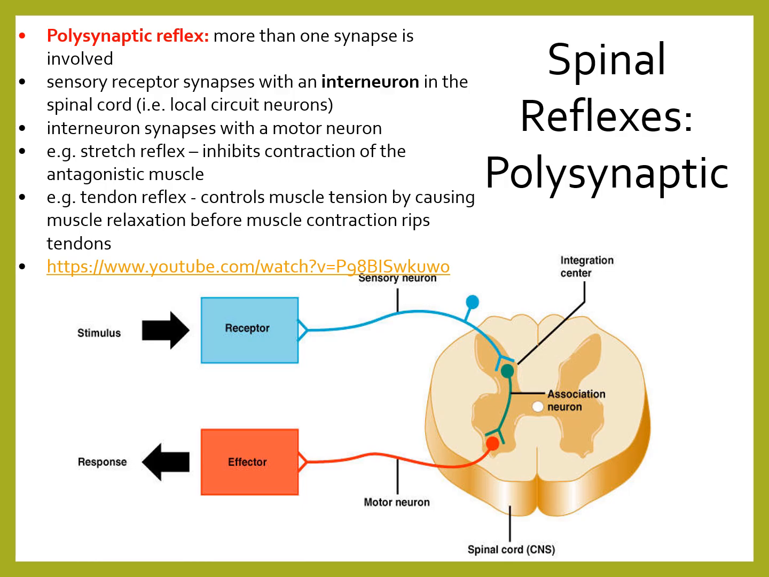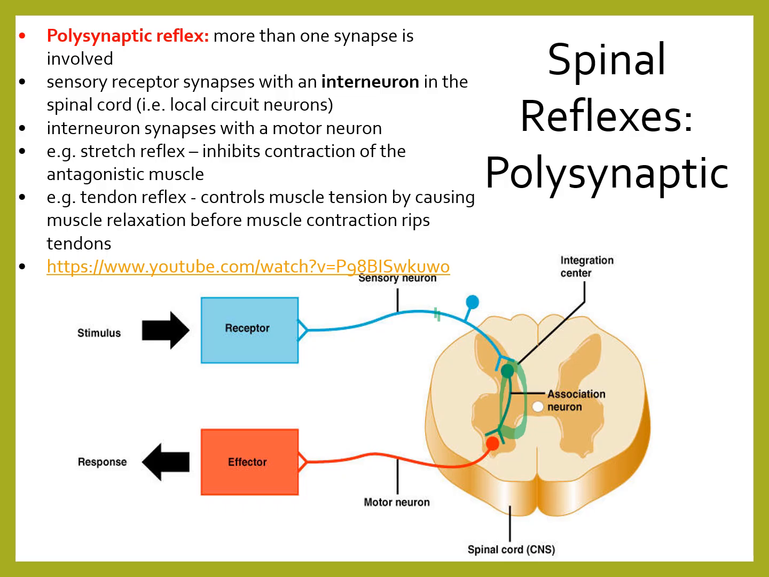Let's take a look at spinal reflexes, which are also polysynaptic. Polysynaptic means many synapses. So a polysynaptic reflex is more than one synapse is involved. A polysynaptic spinal reflex means there's more than one synapse in the spinal cord. The incoming sensory neuron in a polysynaptic reflex is connected to the outgoing motor neuron through something called an interneuron. And in a polysynaptic spinal reflex, that interneuron is located in the gray matter of the spinal cord.